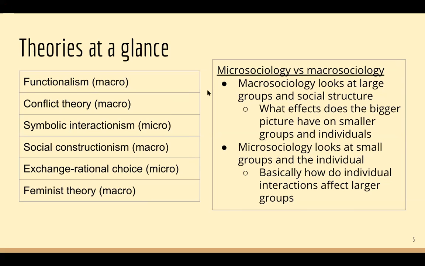Out of these six theories, I categorized in parentheses that functionalism is macro, conflict is macro, social constructionism is macro, feminist theory is macro, and then symbolic interactionism and exchange rational choice are micro. I'll go into that a little bit more when we look at each theory.